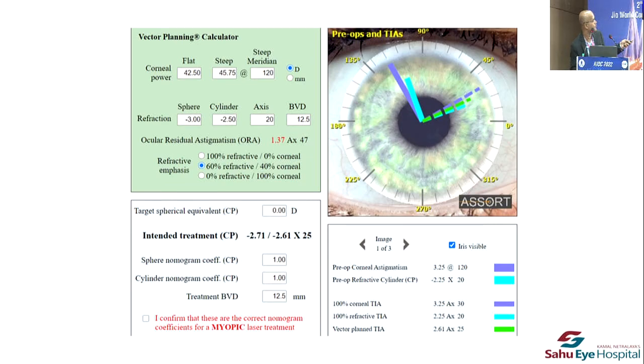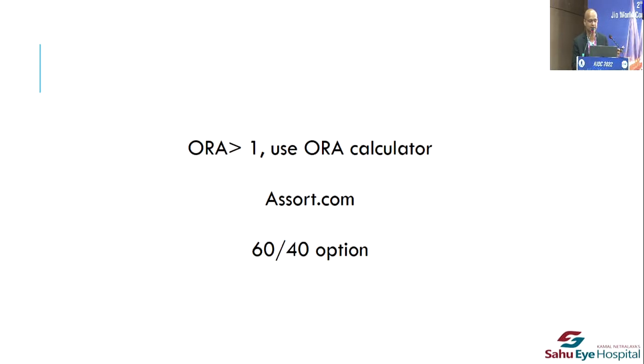The refraction was -3 with -2.5. So they have an option where you can treat 60% refractive and 40% corneal. So the intended treatment changes. I have found this to be a very useful tool when I'm dealing with astigmatism, and I tend to get much better corrections after I've adopted this in my practice. Whenever the ocular residual astigmatism is more than 1, I use an ORA calculator. You have to go to astigmatismfix.com. It's freely available. And then I use the 60-40, where 60% is refractive and 40% is corneal, and I do accordingly.